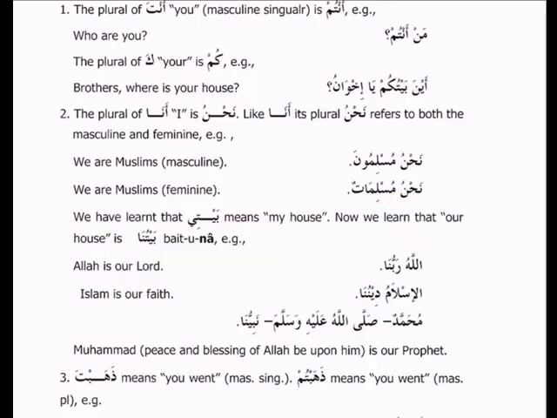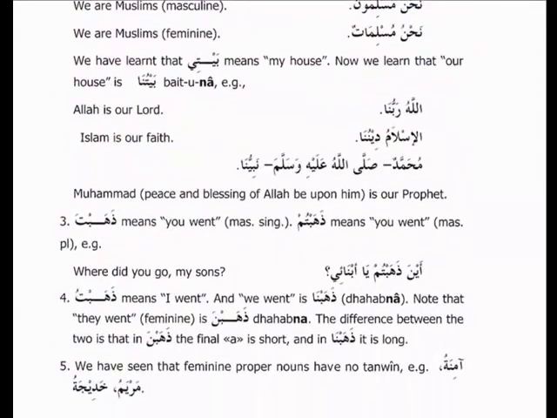We also saw the damir muttasil, that is the ya mutakallim, and the plural of this ya mutakallim is what? Na. So baiti, my house. Baituna is what? Our house. Allahu Rabbuna, Allah is our Lord. Okay, look at the use of na damir here. And al-Islamu dinuna, Islam is our religion. Muhammad sallallahu alayhi wasallam is our prophet. Nabiyuna means our prophet, our messenger. Right? Muhammad sallallahu alayhi wasallam is our prophet.